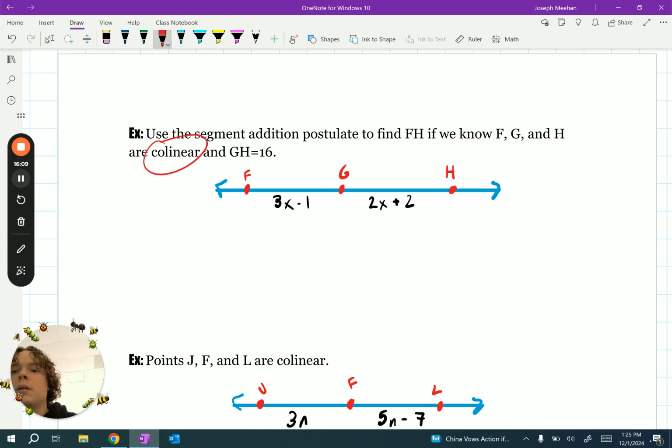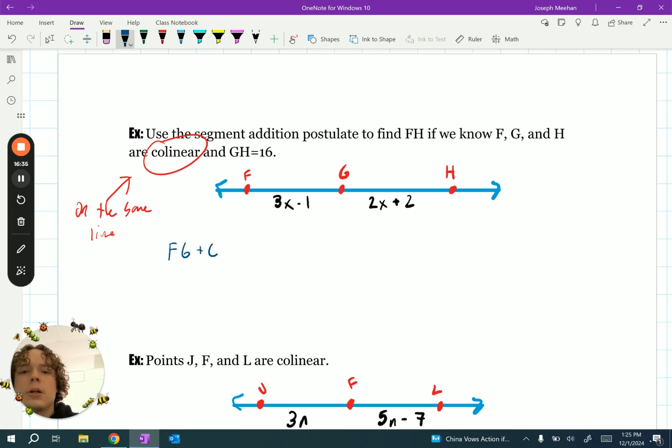It says, example: use the segment addition postulate to find the length of FH if we know F, G, and H are collinear. If you want to make a note of that, that means on the same line. And GH is 16. It says all those points are on the same line, and we're trying to find FH. There's a couple different ways we could do this. Let's just write down our segment addition postulate to begin.